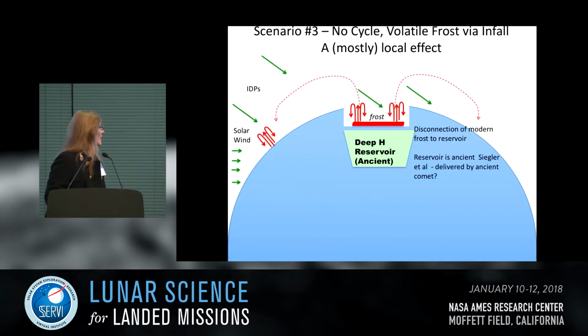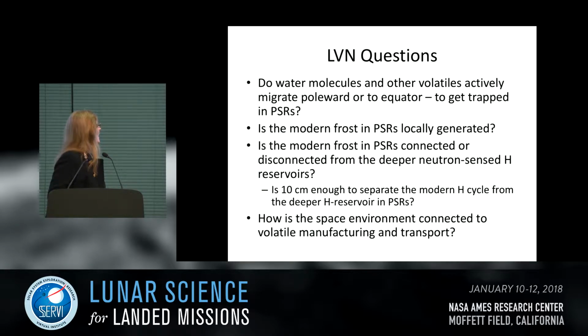So the questions we'd like to answer, and which we think we can answer with the lunar volatile network, is: do the molecules and other volatiles actively migrate poleward? We think they do, but conversely, do the volatiles migrate back from the polar regions to the mid-latitudes?